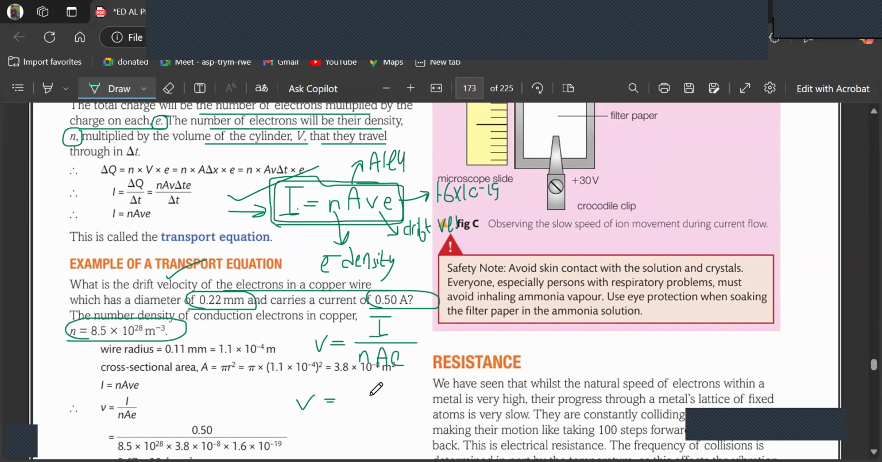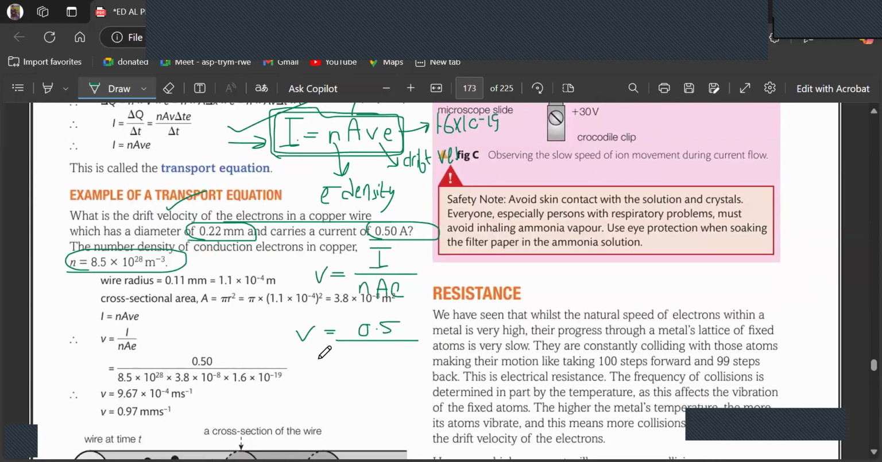So v is equal to I, which is given to us as 0.5, divided by the number density given to us, 8.5 times 10 to the power 28, not minus 28. Multiplied then by the area. We have to calculate area. The diameter is given as 0.22 millimeter, right? So half of it would be what? 0.11 millimeter. This is the radius, but it's in millimeter. So I would write 0.11 into 10 to the power minus 3.